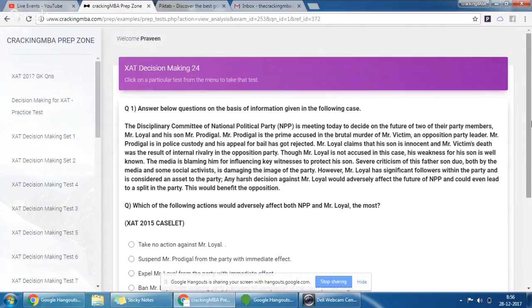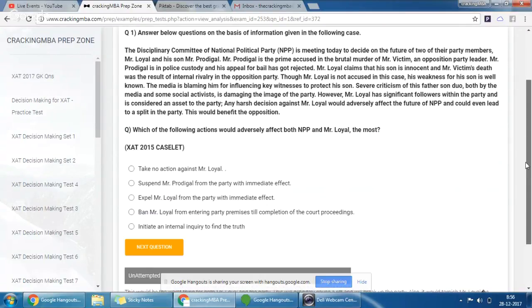Okay, guys, let's look at the solutions now. The first one is about the national political party. We are wondering which one would adversely affect both NPP and Loyal the most. Primarily in this particular set, we see that Mr. Loyal is pretty loyal, and he has a son, Prodigal, who is making a mess. There is a lot of criticism in the country because of Mr.